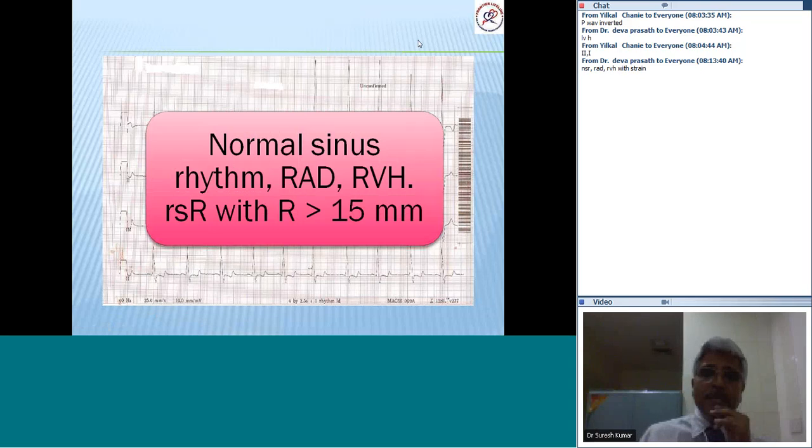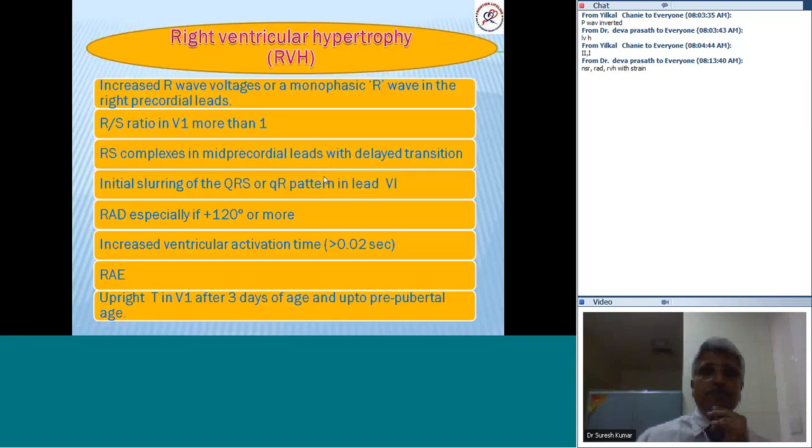But this is to remind you that instead of getting a tall monophasic R, which I will show you also, you may get an RSR, and if the second R is taller than 15, you could diagnose right ventricular hypertrophy. So you diagnose RVH based on the RV voltages in V1 when the R by S ratio is more than 1, or an absolutely monophasic R in V1.